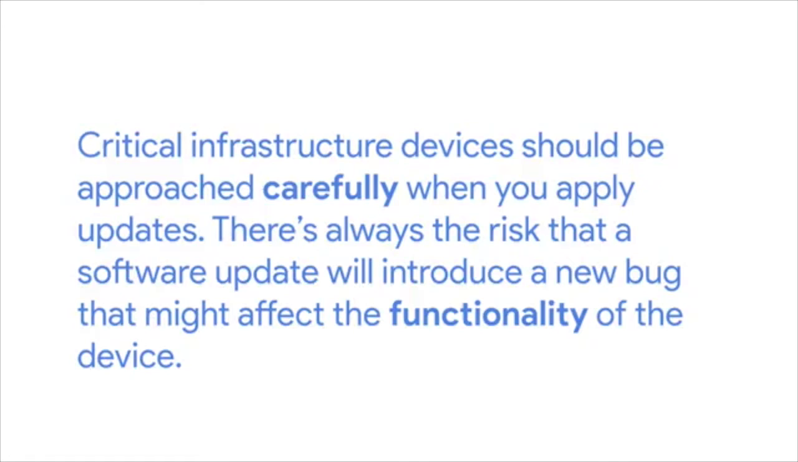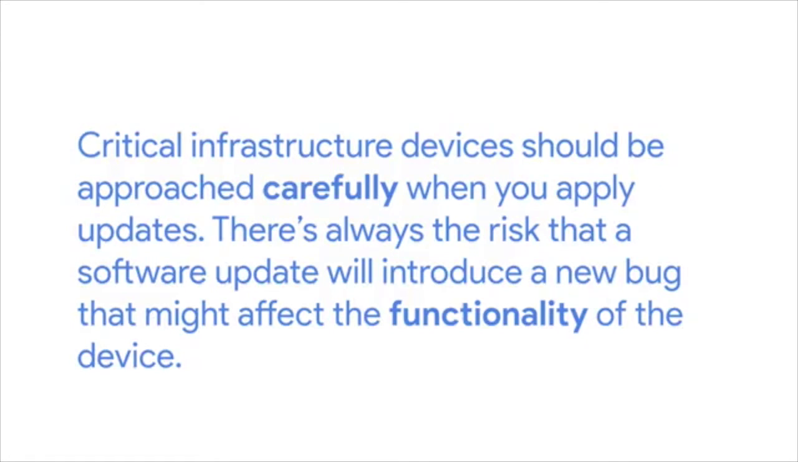Operating system vendors usually push security-related patches pretty quickly when an issue is discovered. They'll usually release security fixes out of cycle from typical OS upgrades to ensure a timely fix because of the security implications. But for embedded devices like networking equipment or printers, this might not be typical. Critical infrastructure devices should be approached carefully when you apply updates.